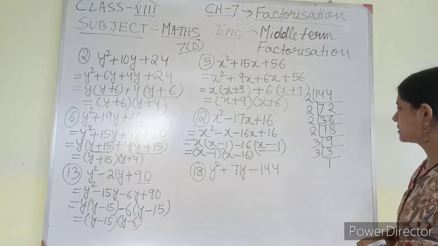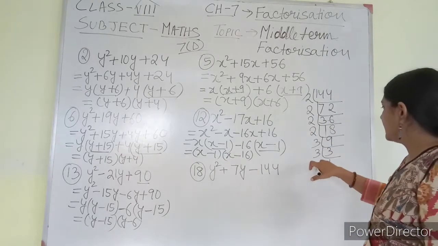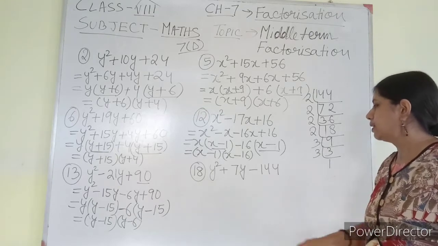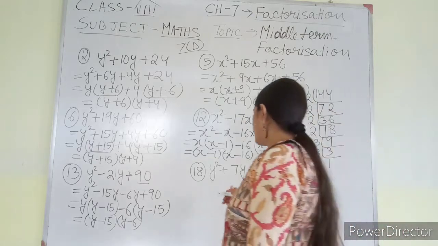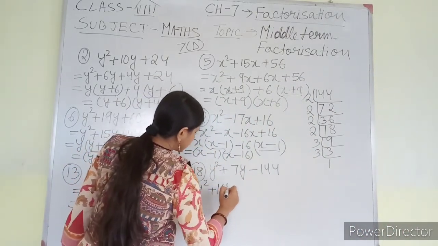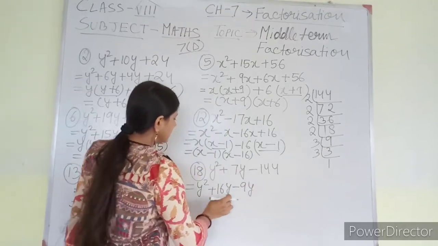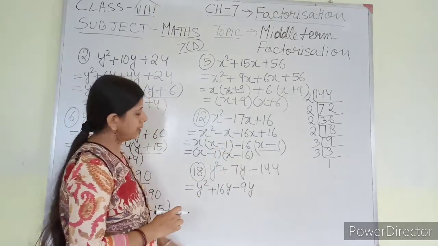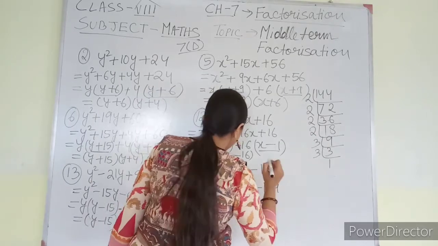16 and 9, if you subtract, you will get 7. So I have to divide 7 in the form of 16 and 9. So how to write? y square plus 16y minus 9y, because 16 minus 9 will give you 7. And 16 times 9 is 144, so minus 144.